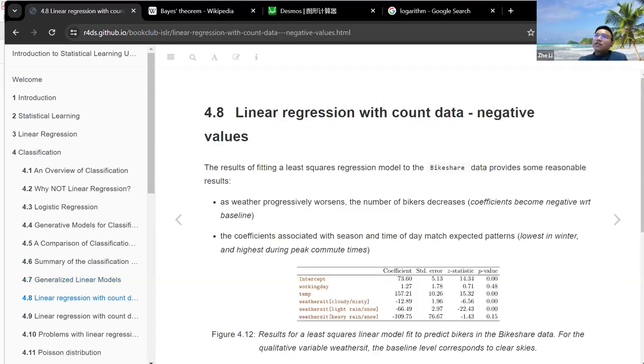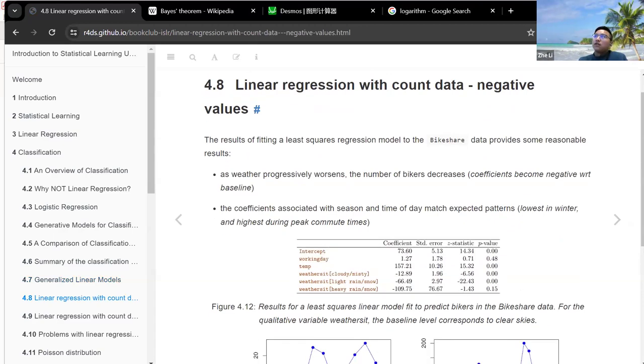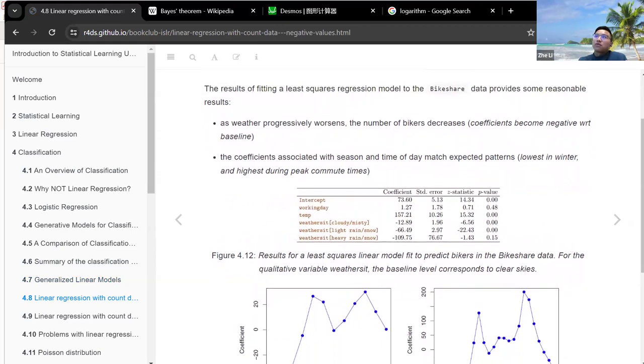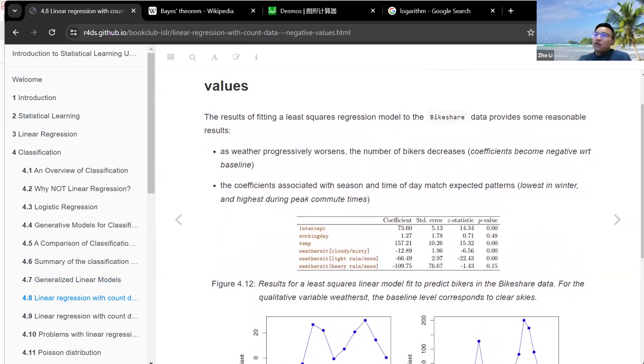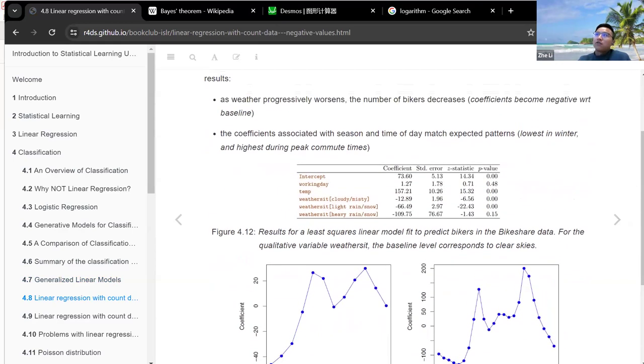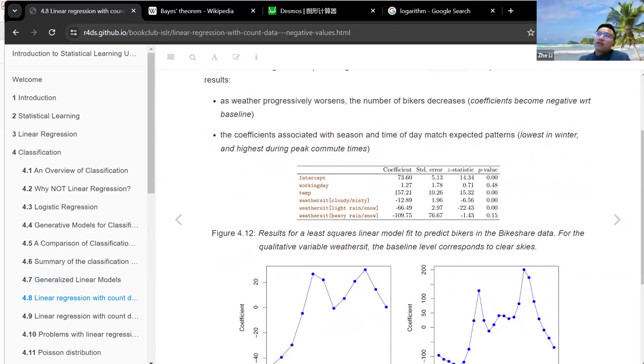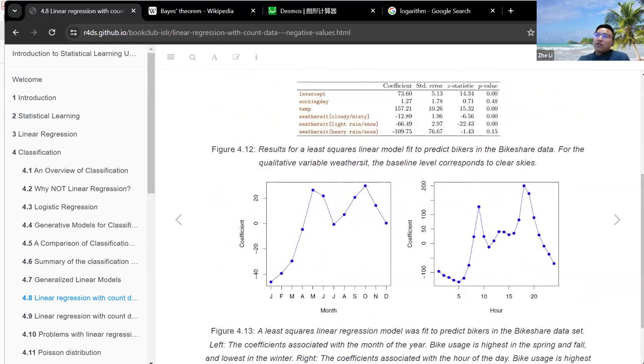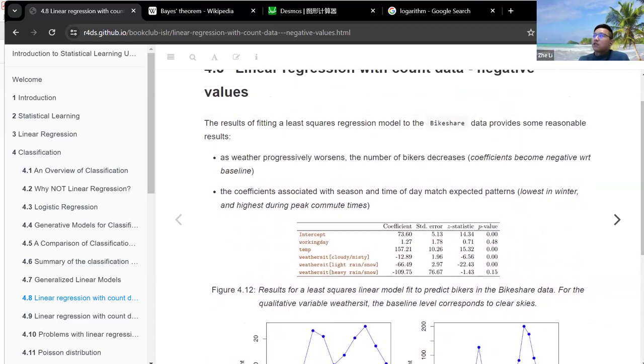So in this case, we have two things that we have to consider. The first is that the response cannot be negative. For example, if the weather is very bad and we use the linear model, we can see that the coefficient here is negative. So if we set other predictor values to zero, we can get a negative result that we cannot interpret here. So the result is uninterpretable in this example.